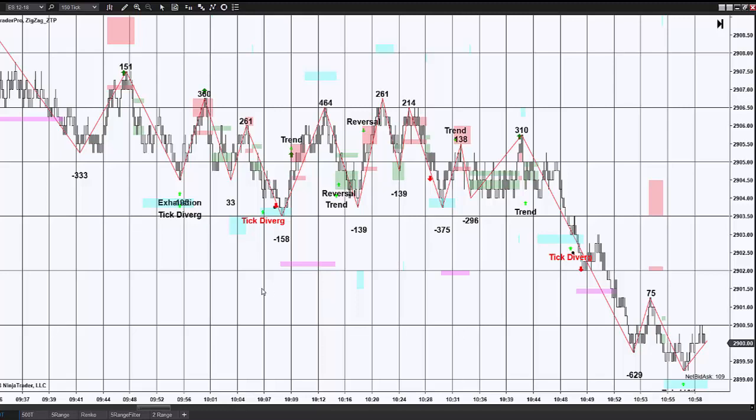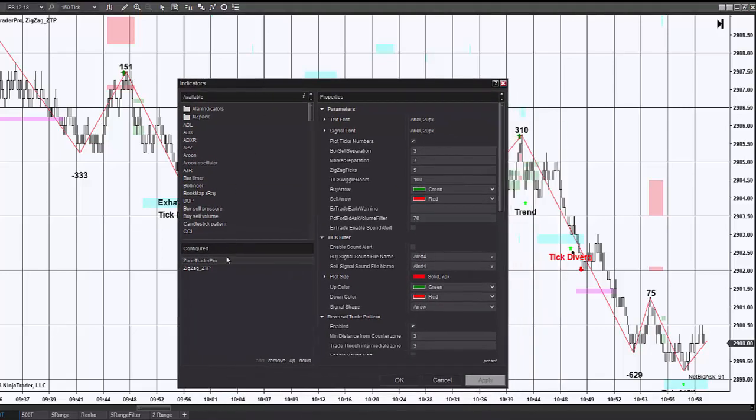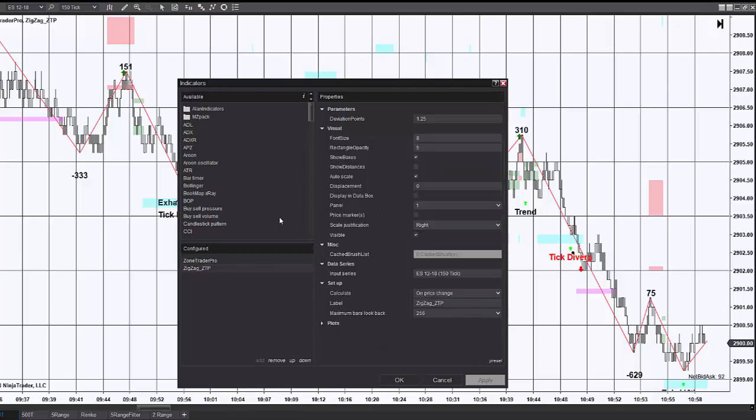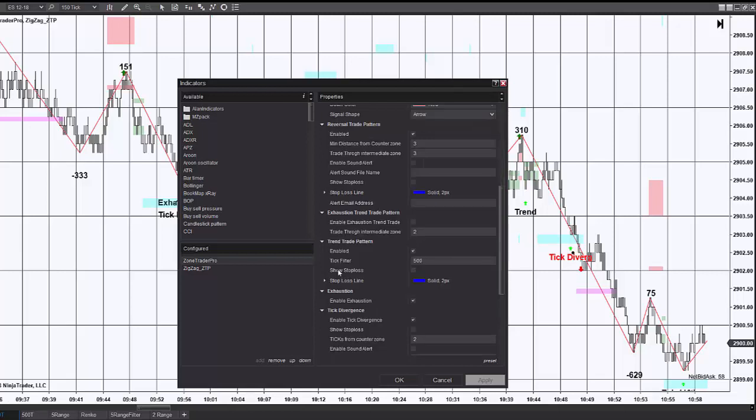The next thing I want to have is a 150 tick chart. I want 2 indicators on this chart. The first is a ZTP zigzag with a deviation points of 1.25, and the standard ZoneTraderPro indicator. I do want to have the tick filter show me all of the trend trades, so in order to do that I'm placing the number for the tick filter at 500.